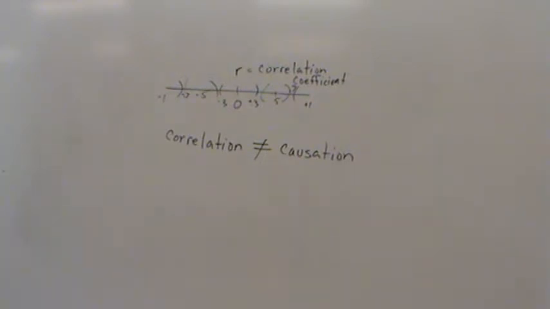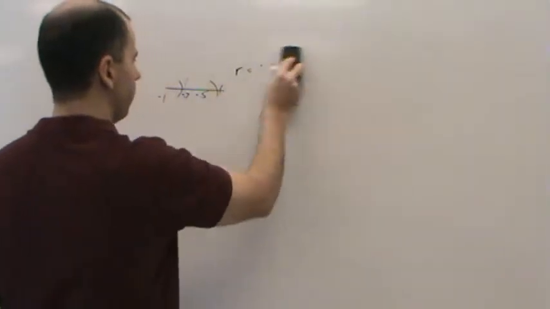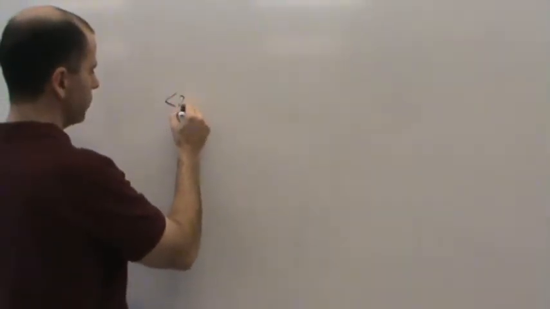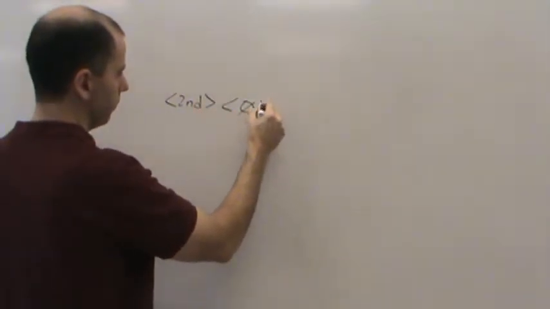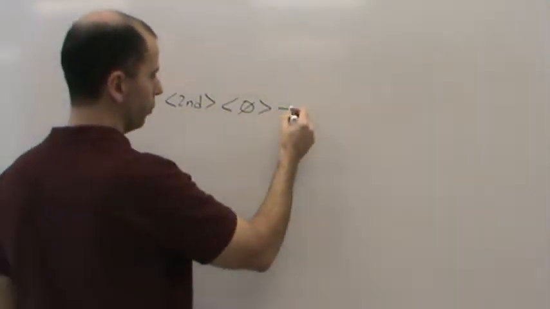So we're going to use some data, and we're going to calculate the correlation coefficient. The first thing you want to do is make sure your calculator is set up right. We need to turn your diagnostics on. If you have a TI-83 or TI-84, you want to go to your catalog. The way you get to your catalog is you hit second, then the 0 key, and that's going to bring you to your catalog.